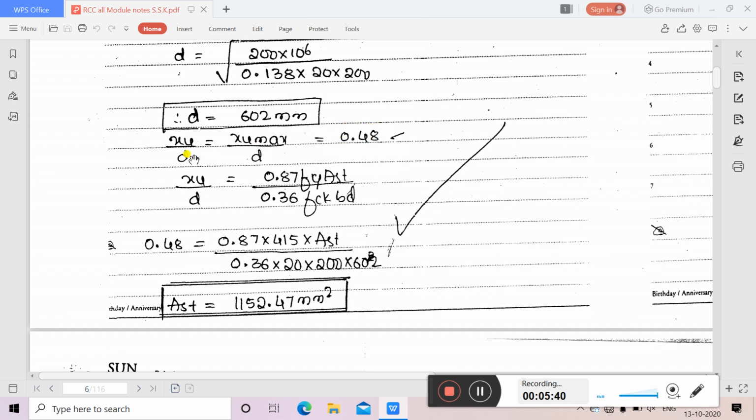When you know this value, obviously if xu is equal to xu max, xu by d is also 0.48. You know the value xu by d is equal to 0.87 fy AST divided by 0.36 fck b d. Whatever d value you get, you substitute here, and the only unknown thing is the area of reinforcement.